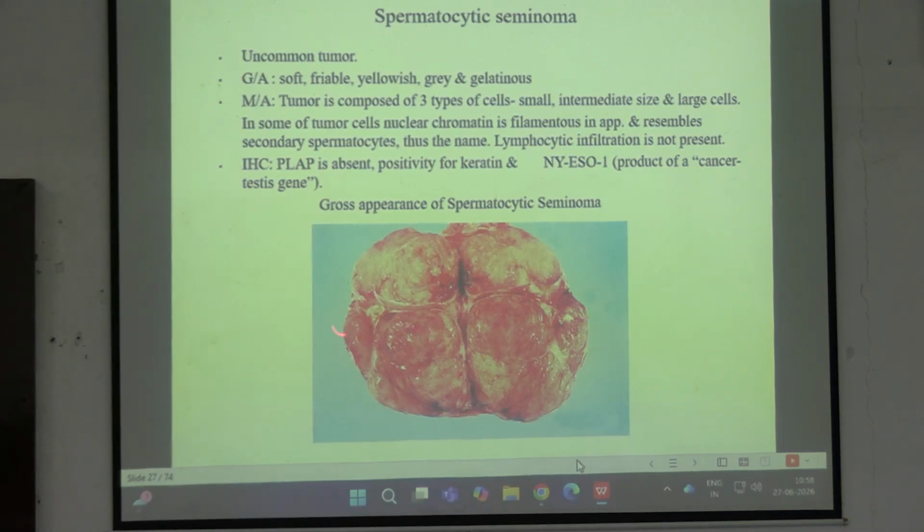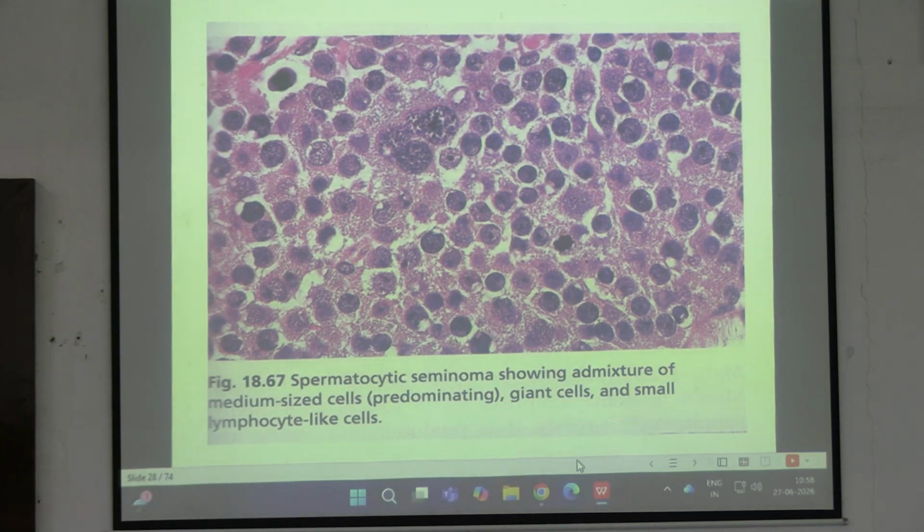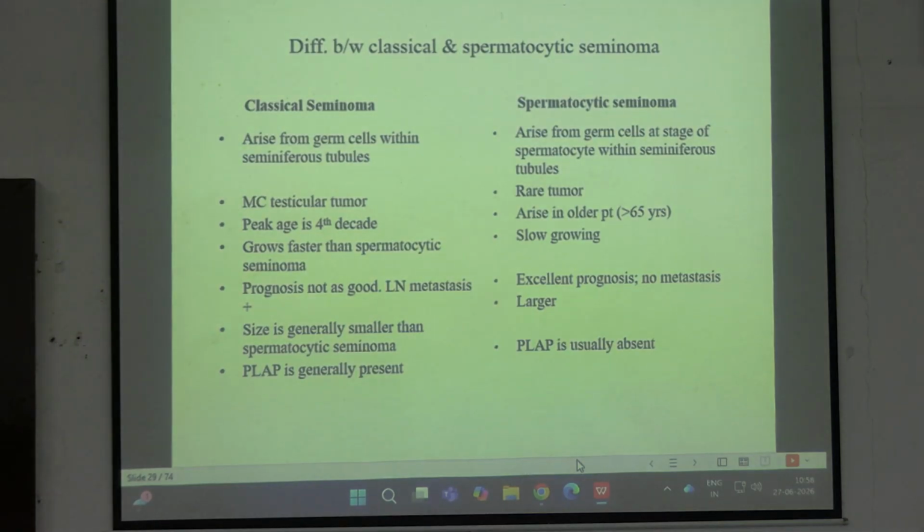So why is this called spermatocytic seminoma? Because of the filamentous appearance of the chromatin. Okay, this is spermatocytic seminoma. Again, we already know the difference between the classical seminoma and spermatocytic seminoma. The spermatocytic one has better prognosis, and the classical one has worse prognosis.